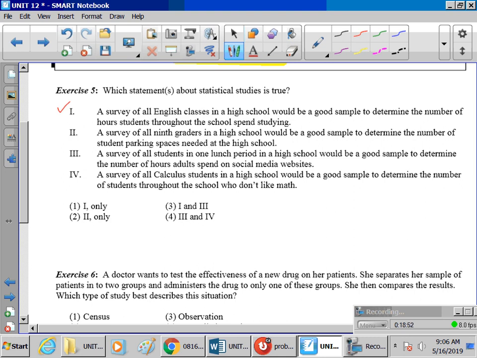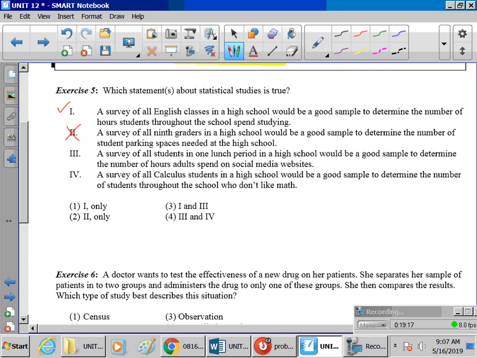So 2 says a survey of all ninth graders in a high school would be a good sample to determine the number of student parking spaces we need in the high school. Well, most ninth graders are 14 or 15 years old, and most of them aren't driving yet. So I don't think that's going to be a good sample to use.